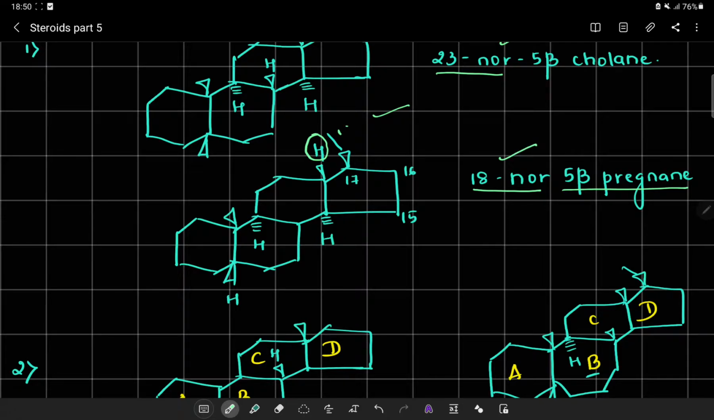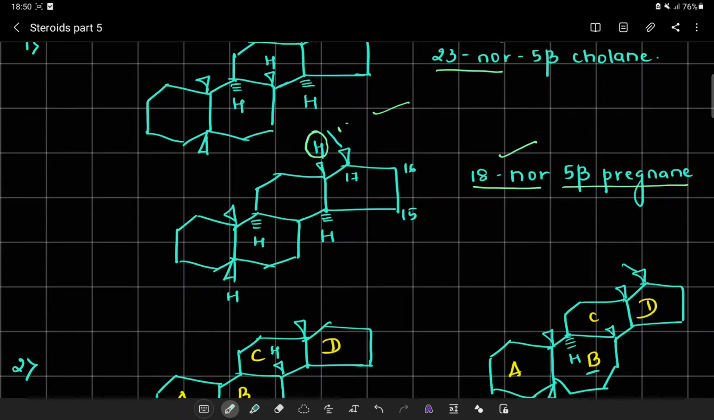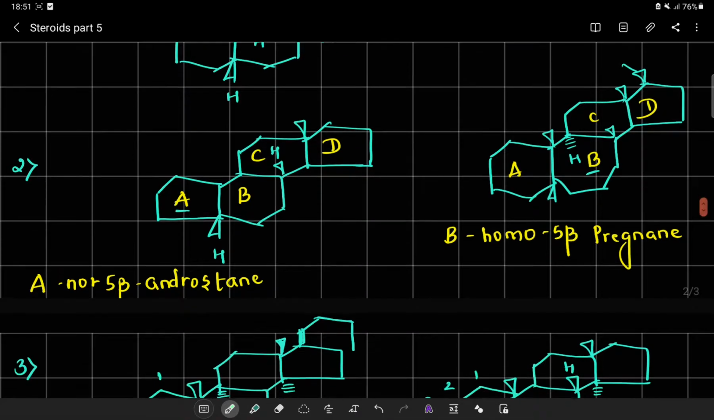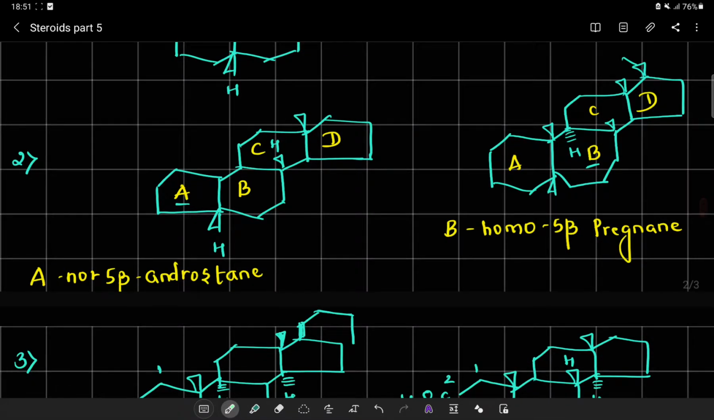So if there is any missing methyl group, that carbon atom should be numbered and then further it should be given its nomenclature. Then comes prefixes like nor or homo, which can be preceded by the name of the ring designated by capital letter, and are used to indicate a missing or an additional methylene CH2 group in a ring respectively. So the second one says that prefixes nor or homo preceded by the name of the ring designated by capital letter are used to indicate a missing or an additional methylene group in a ring.